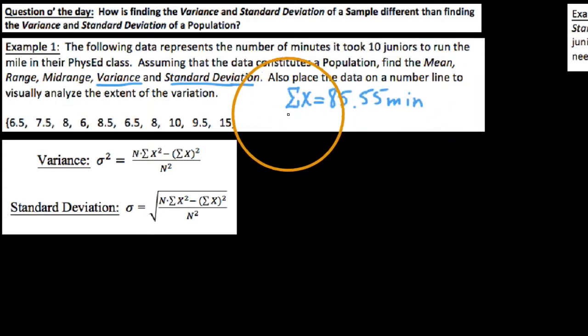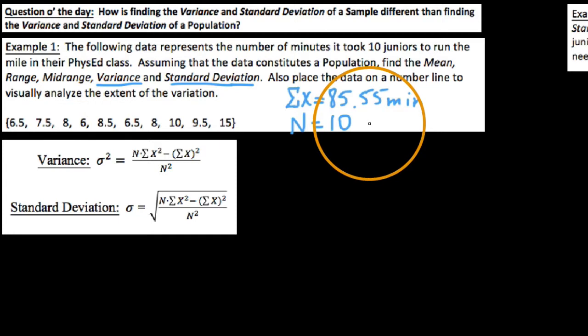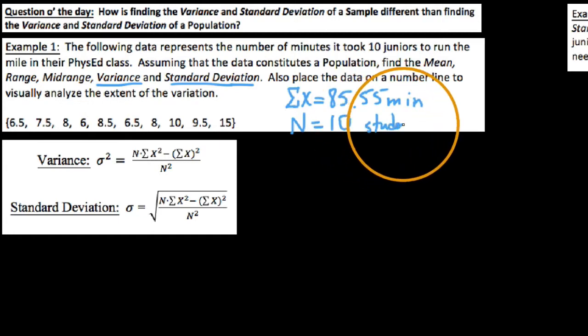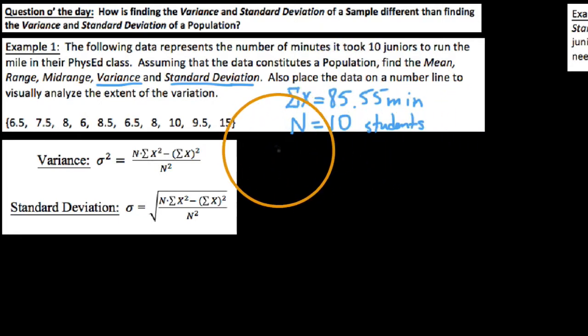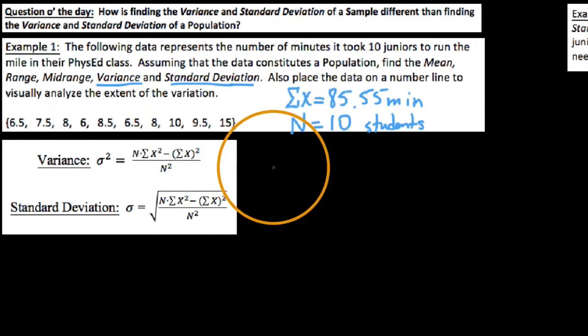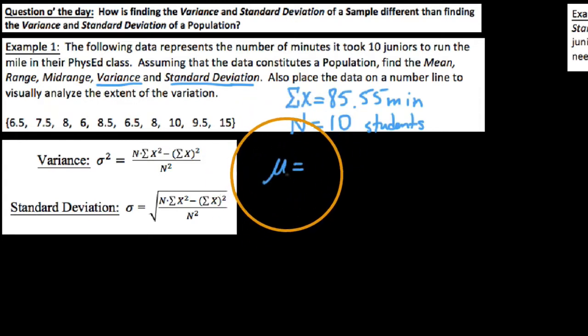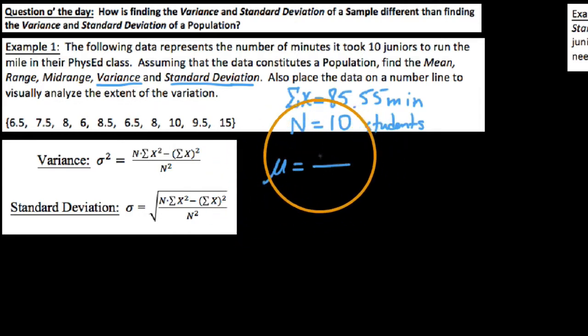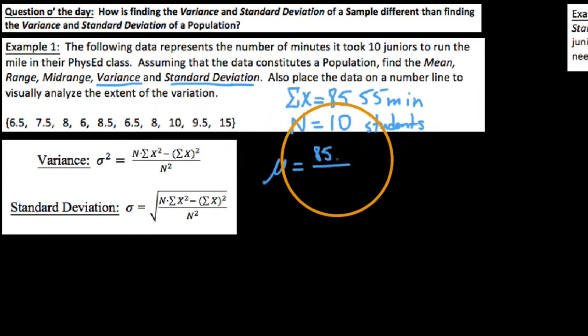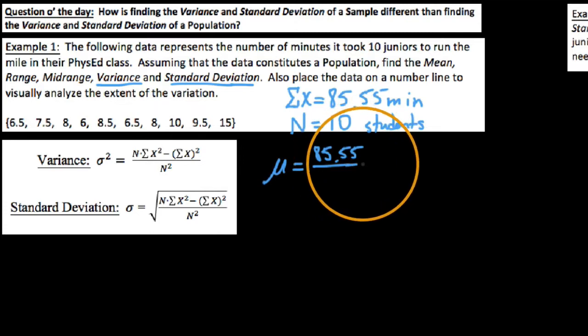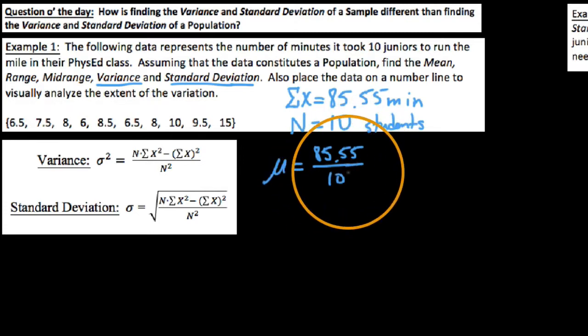And then we say, well, how many total data were there? We have 10 juniors. So we're going to write capital N, and the reason we're using capital N is because we had 10 total students. Now, I want to list these explicitly because when we find the mean for a population, remember we use this lowercase Greek letter mu, it looks like a curvy M with a long tail in the front. The first thing I'm going to do is write it as a fraction first, and we're going to say 85.55 minutes divided by 10 students.